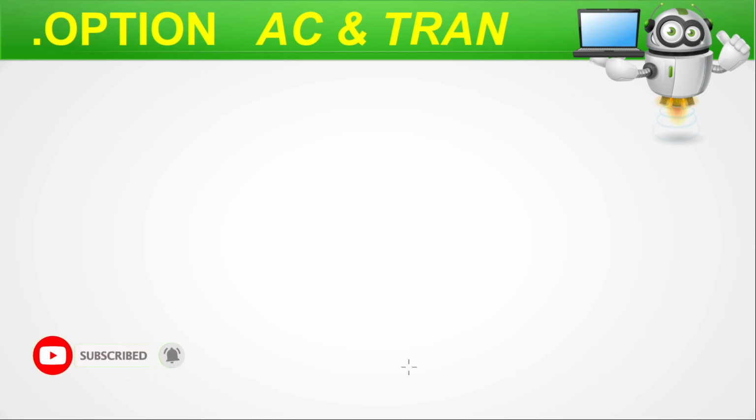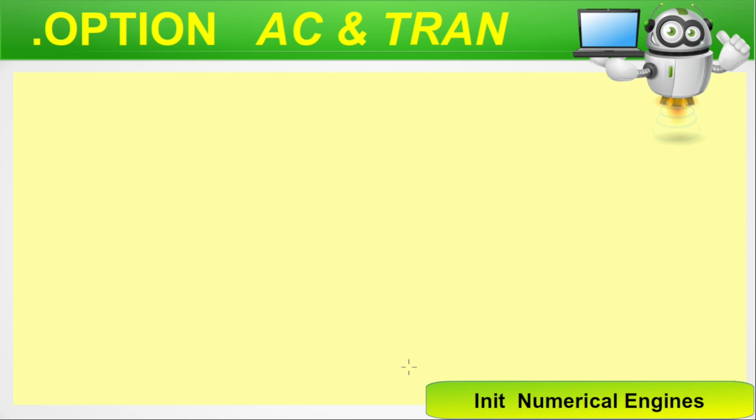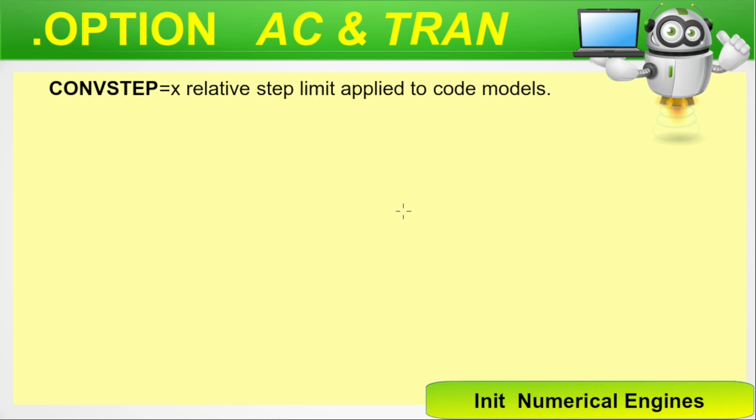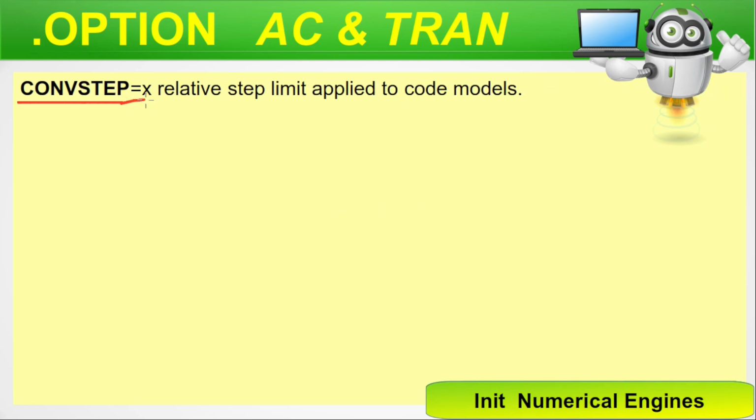OPTION AC and TRAN. So we have some options for the AC analysis and the transient analysis. Let us see them. This is for the numerical engines for the initial value. Hence we are giving a label here, and on each slide we have such a label, so mind the labels. There is CONSTSTEP equal to X, where X is the value. This is a relative step limit applied for code models.